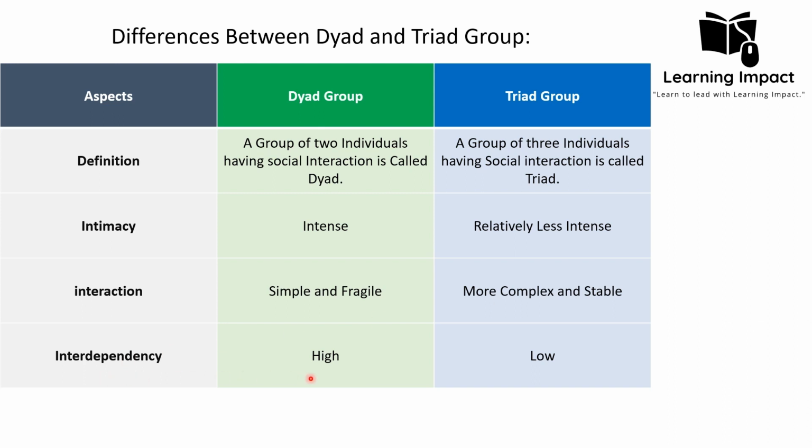Then interdependency. In case of dyad group, there is high interdependency. As we discussed, for example, couple, husband, wife, they are more dependent on each other as there is no other person from whom they can ask help. So there is no other option. They have to depend on each other. But in case of the triad group, for example, three friends, if one friend is busy, you can ask another friend for your need. So that's why in case of the triad group, the dependency on one person is low.